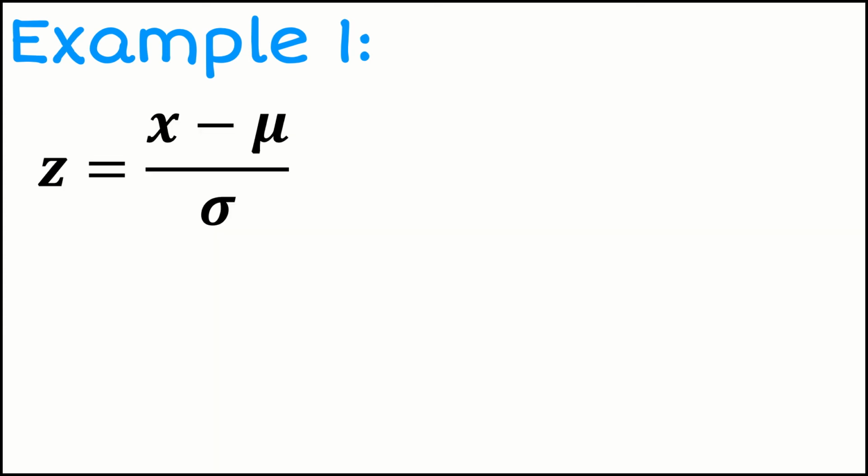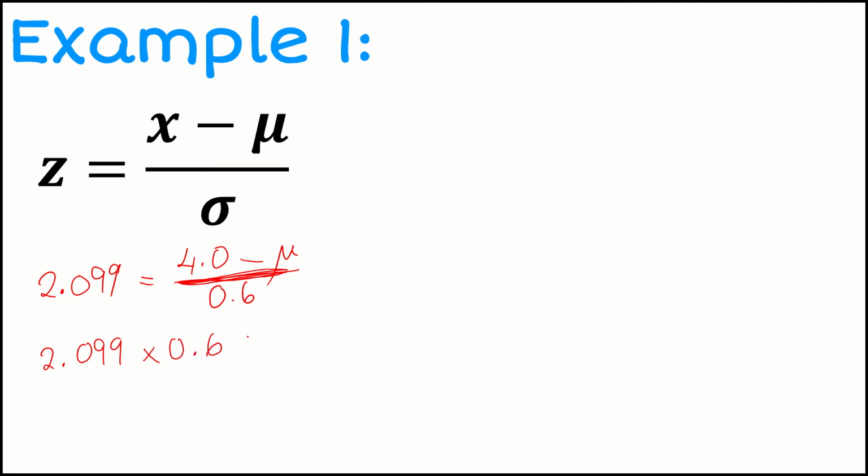So there's my formula, z equals x minus the mean over the standard deviation. My z value was 2.099, and the x value that it was equivalent to is 4.0 kilos, minus, well, I don't know what the mean is, but I did know that the standard deviation was 0.6 kilos. So now I need to do some rearranging. I want to get rid of this divided by, that fraction line. The opposite of dividing is times. So 2.099 times 0.6 is equal to 4 take away the mean.